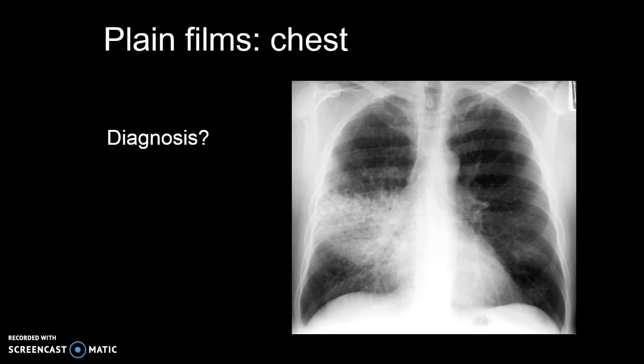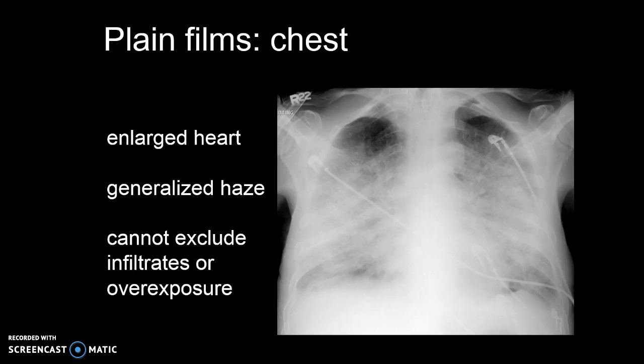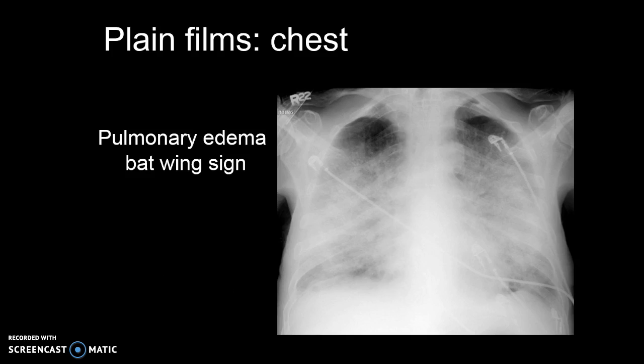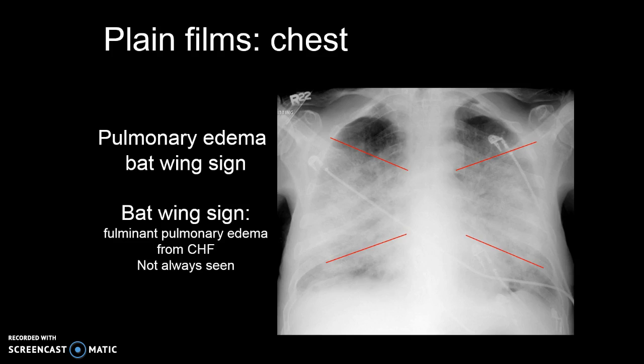What is an infiltrate? As you notice, this is a very clear fissure line on the lobes. This is a classic right middle lobe infiltrate from aspiration pneumonia. Knowing the specifics allows us to choose a better antibiotic. This can be difficult imaging if you cannot rule out overexposure due to the generalized haze. However, this is a very specific sign for pulmonary edema. The bat wing sign is not always seen, but can indicate pulmonary edema from CHF.